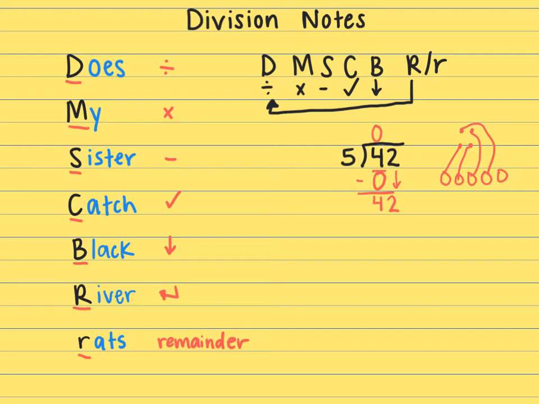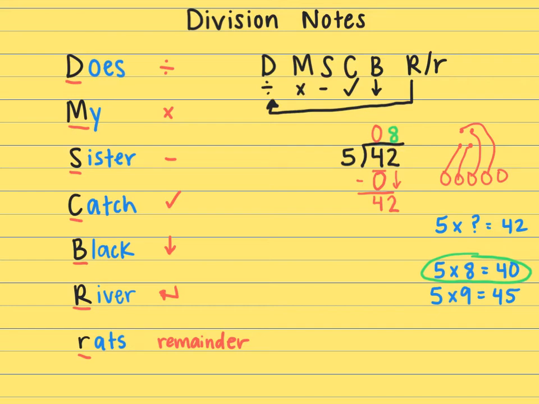Now what I like to do is I like to think, 5 times what gets me closest to 42. It might not be exactly 42, but closest to 42 without going over. So I know that 5 times 8 equals 40. And I also know that 5 times 9 equals 45. So if I want to be closest to 42 without going over, I would choose 5 times 8 is 40. So I would take the 8 and I would put it on top because 42 divided by 5 is 8.